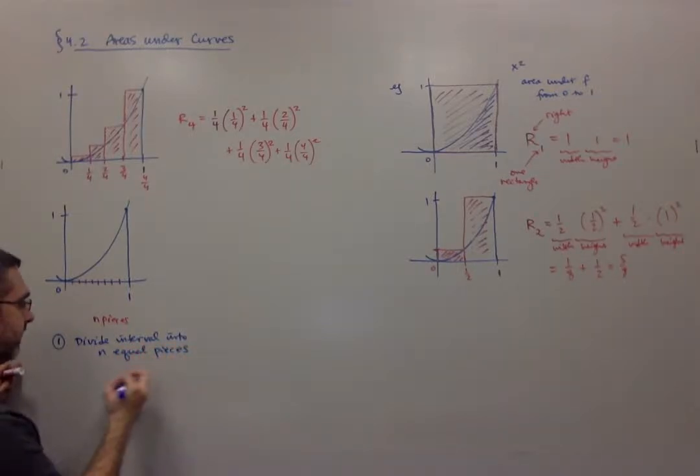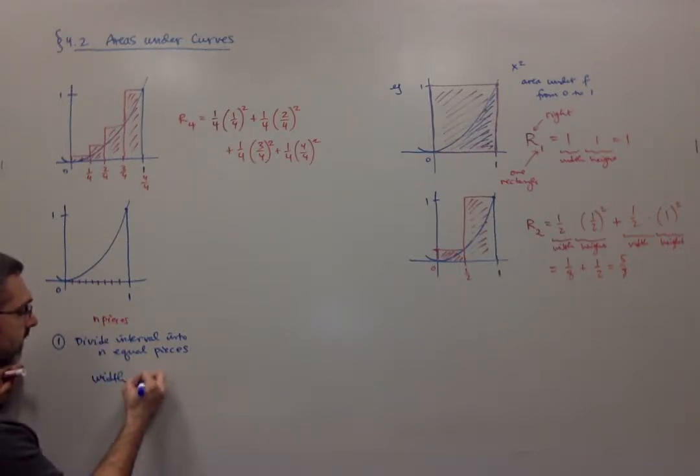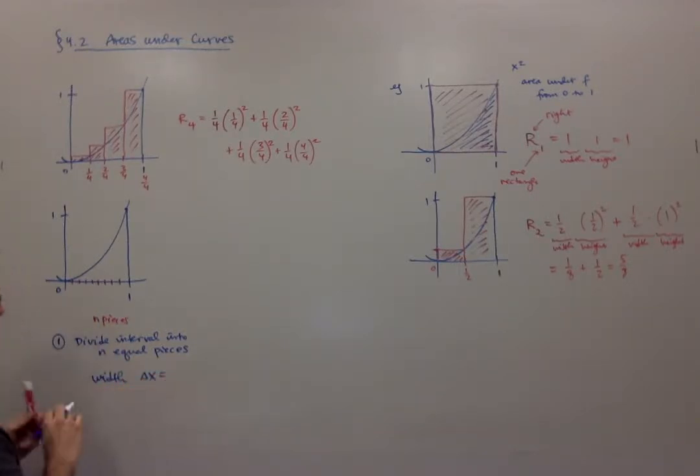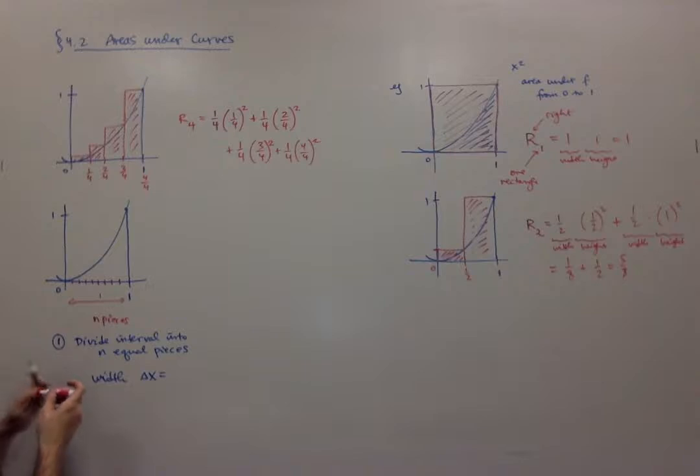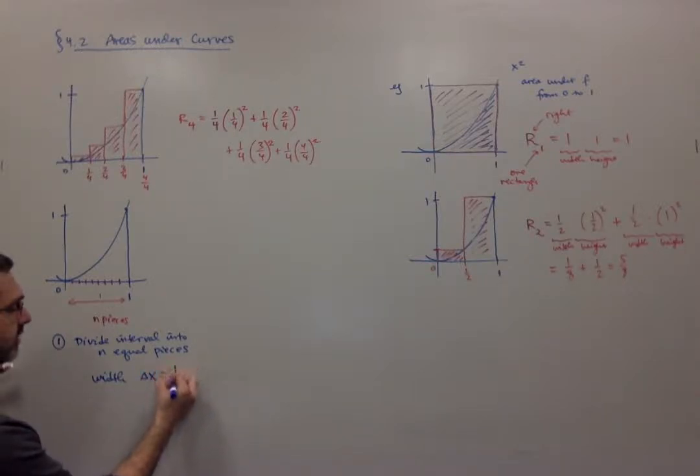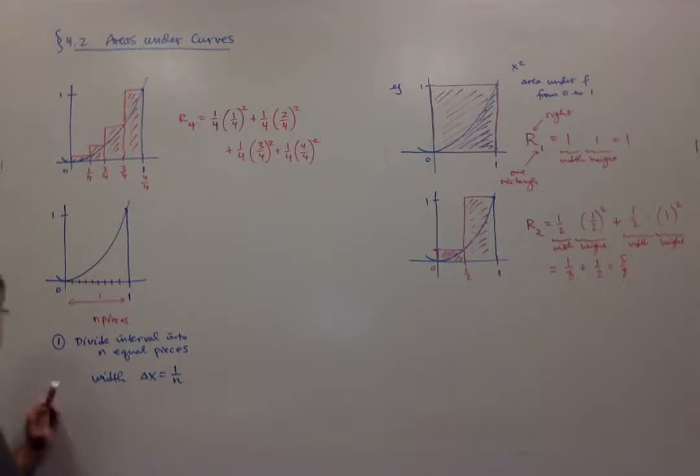All right, and then I need to figure out what the width of each one of those pieces is, because we're going to use that width for the rectangles. Now we call the width delta x. If the overall width here is 1, and I'm dividing it into n pieces, then it makes sense that each piece should be 1 over n wide, right? So the width of each of those rectangles is 1 over n.